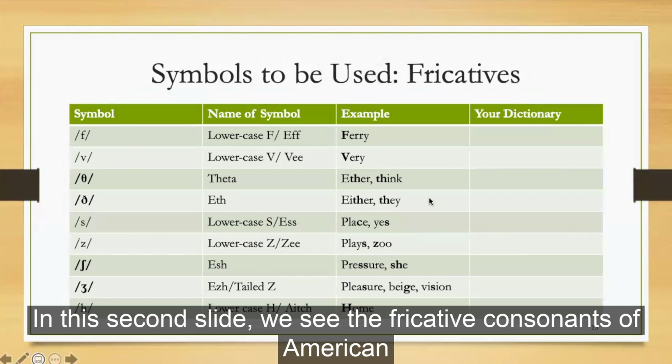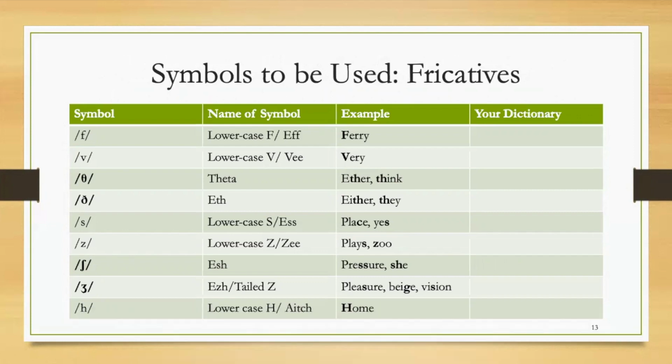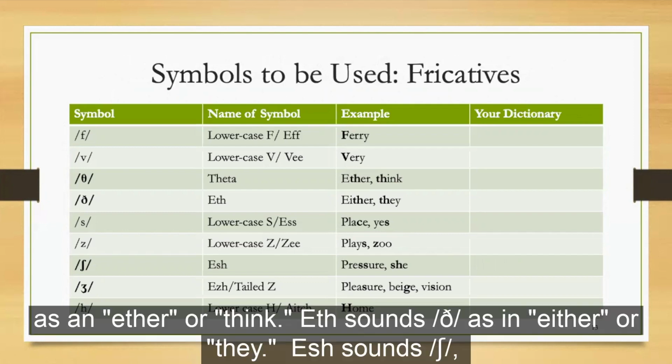In this second slide, we see the fricative consonants of American English. The theta, ed, esh, and edge are most likely new to you. Theta sounds th as in ether or think. Ed sounds th as in either or they.